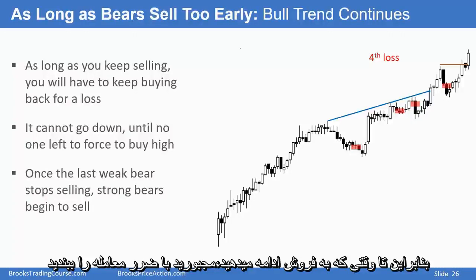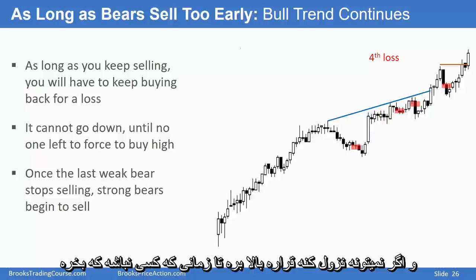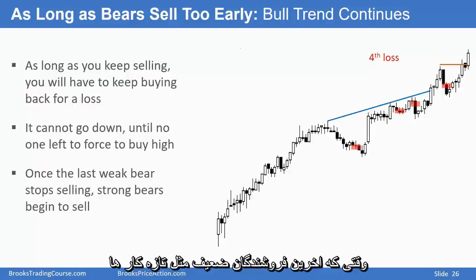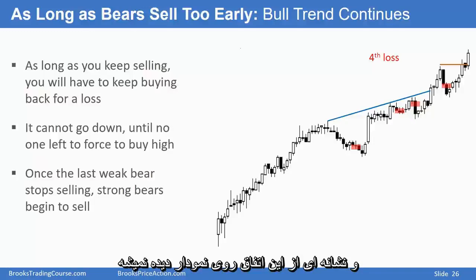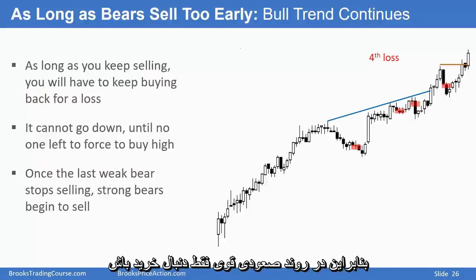So as long as you keep selling, you'll have to keep buying back with a loss. And if it cannot go down, it's going to keep going up until there's no one left to buy. Once the final weak bears, like beginners, stop selling, the strong bears begin to sell, and you ultimately do get a successful top. And there's no evidence of that happening on this chart. So a strong bull trend, only look to buy.